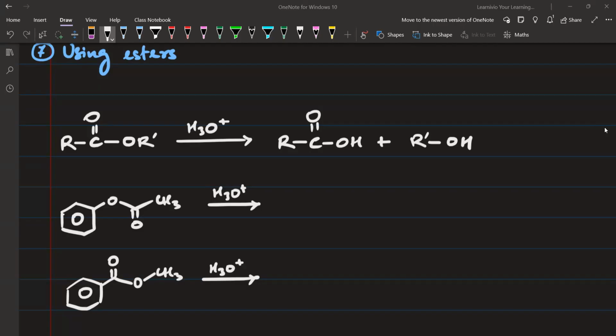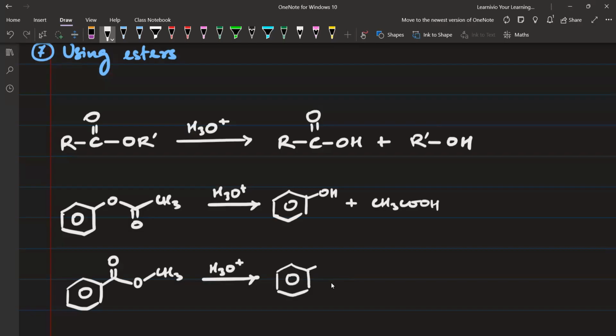Yes, very good. In the first one you will get acetic acid and phenol. In the second one you are going to get benzoic acid and methanol. Okay.